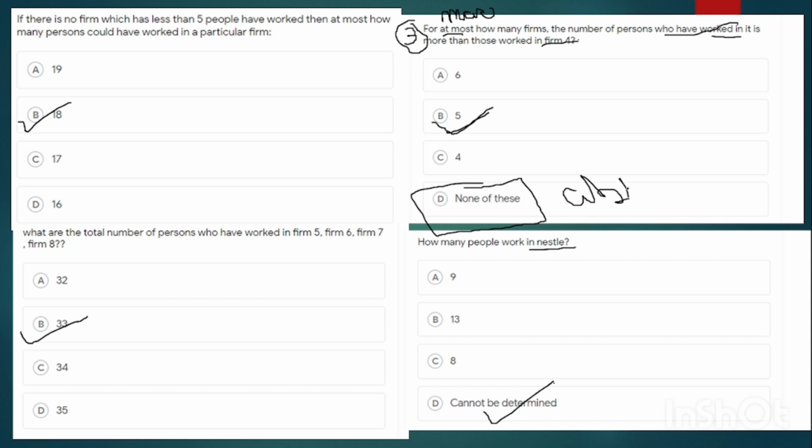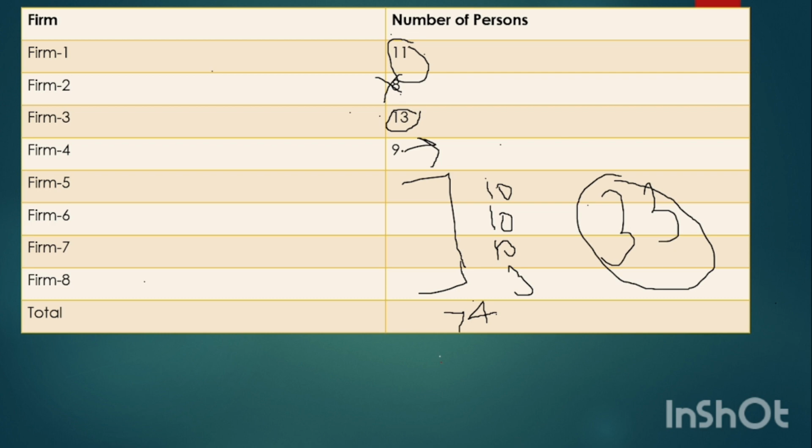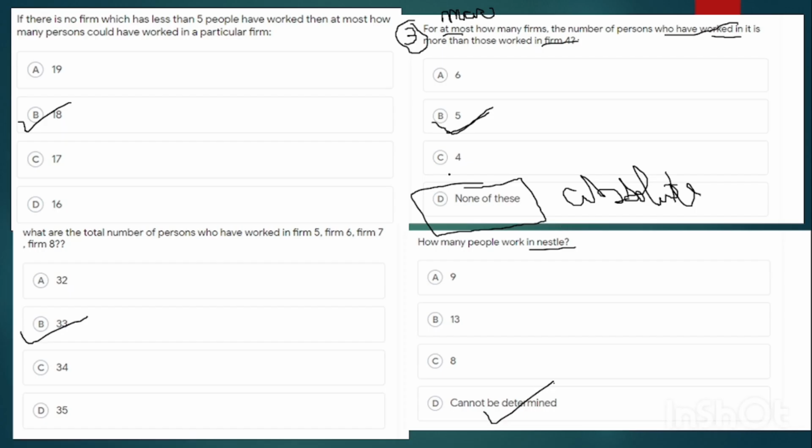Mark this point for CAT perspective. If one of the options is none of these, that means the question can surely be solved. This is what CAT helps in determining, whether there is any possibility to solve the question or not. So, how many firms did we get? 1, 2, 3, 4, and 5. So, there are a maximum of 5 firms having more persons working than in firm 4.